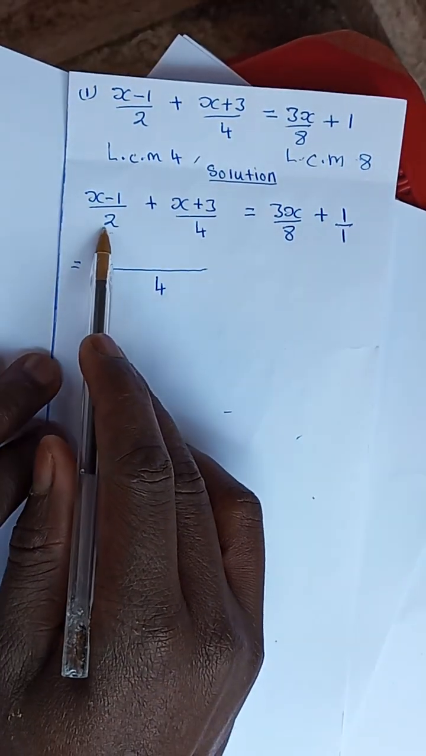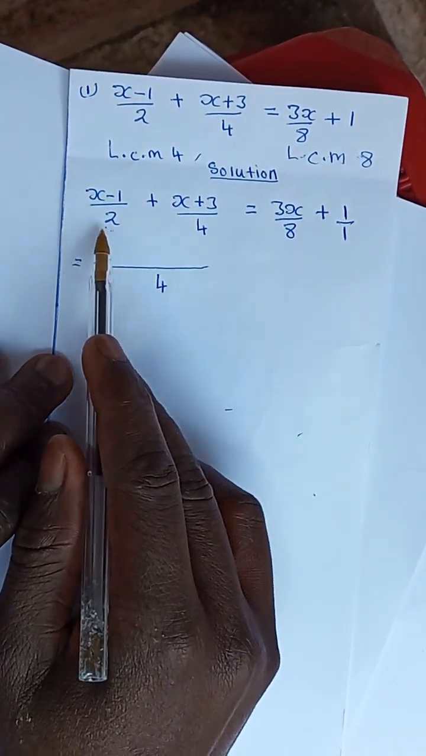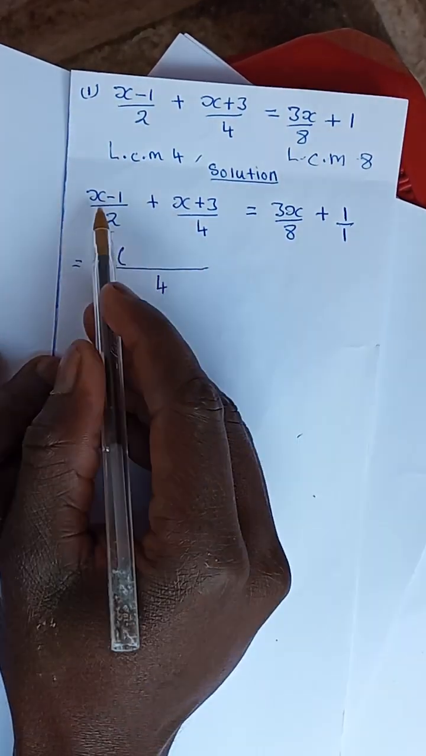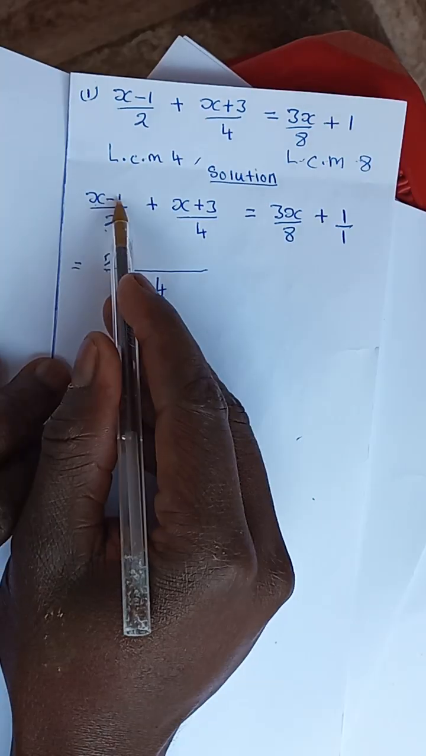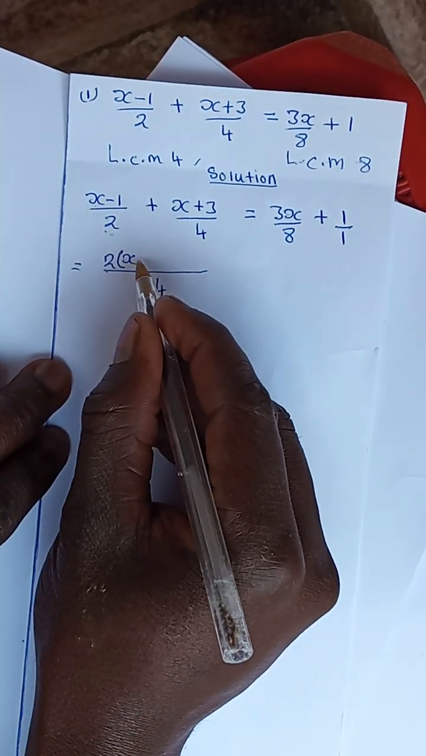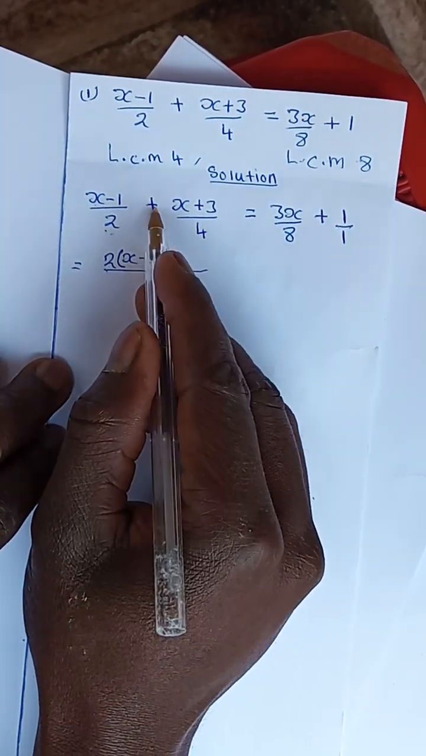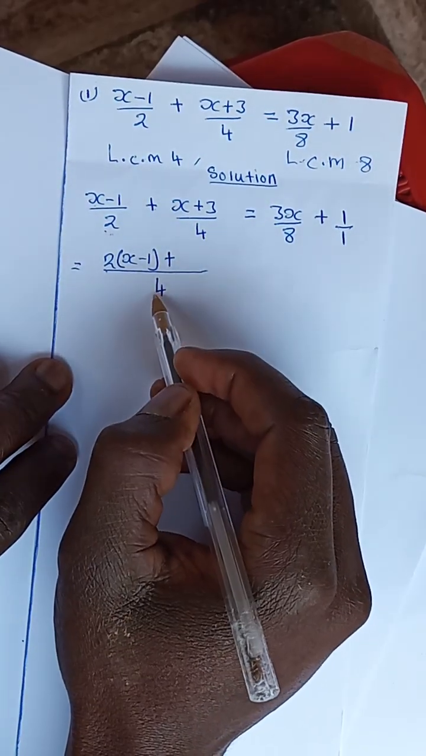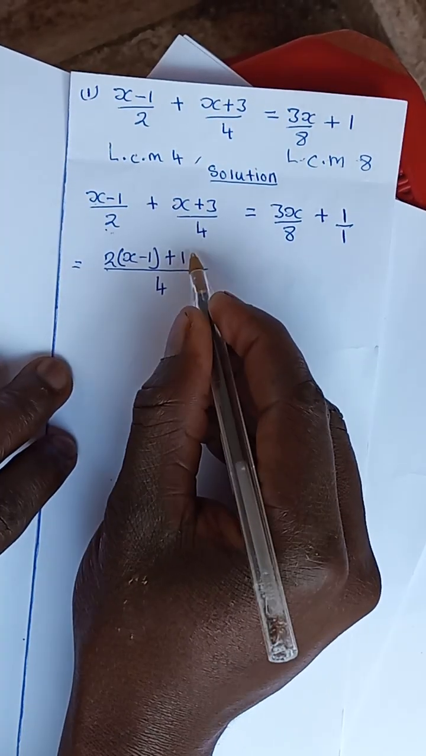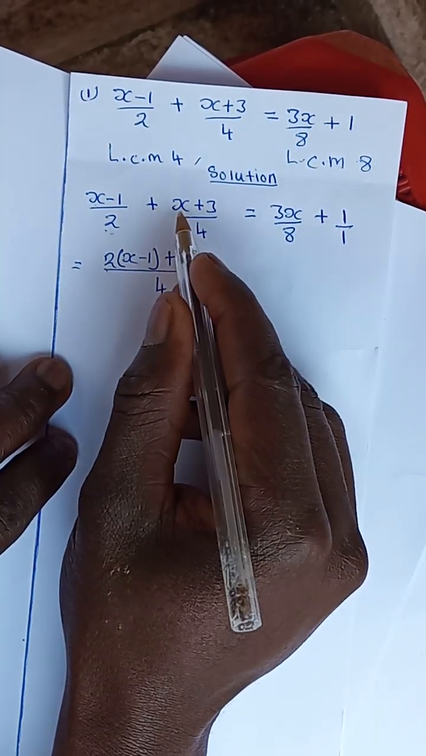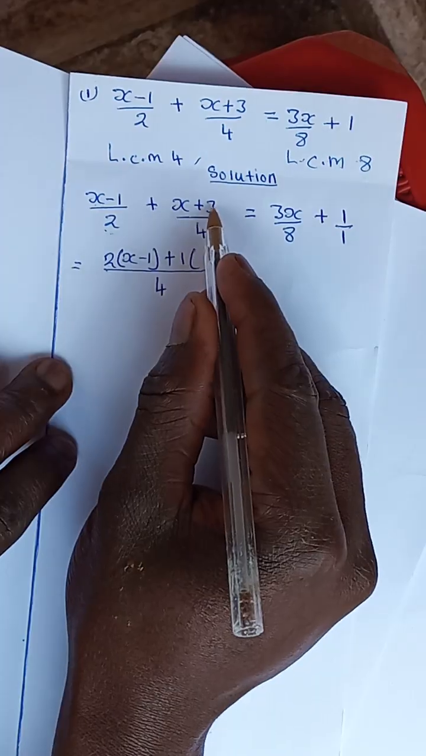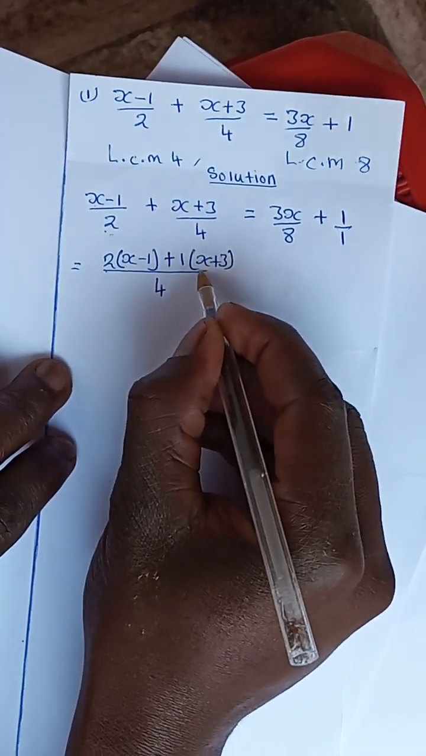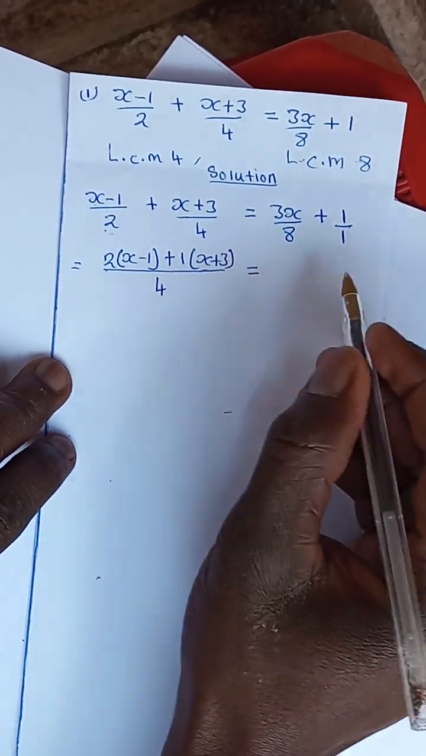Now, how many times can 2 enter into 4? 2 times. Bracket open. We write x minus 1. Bracket close. Here is plus. How many times can 4 enter into 4? 1 times. We take x plus 3. Bracket close. Equals to sign.